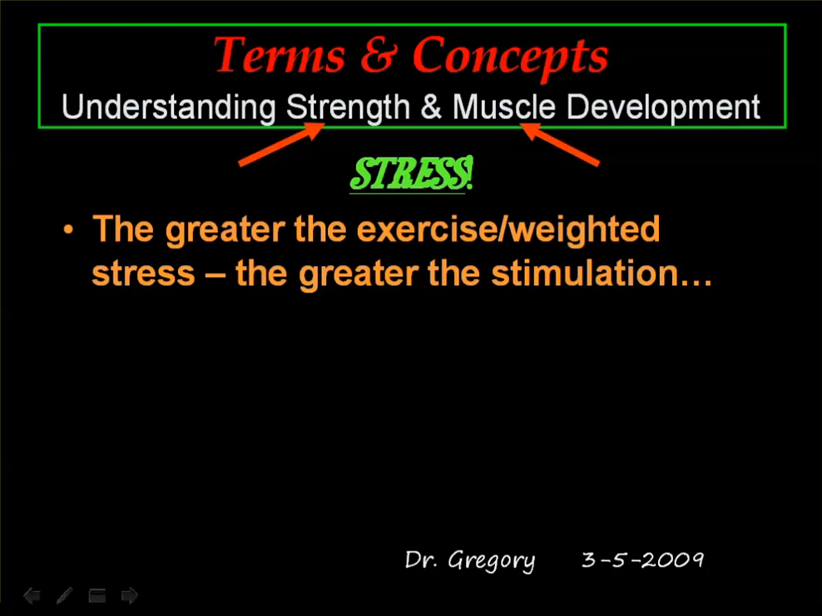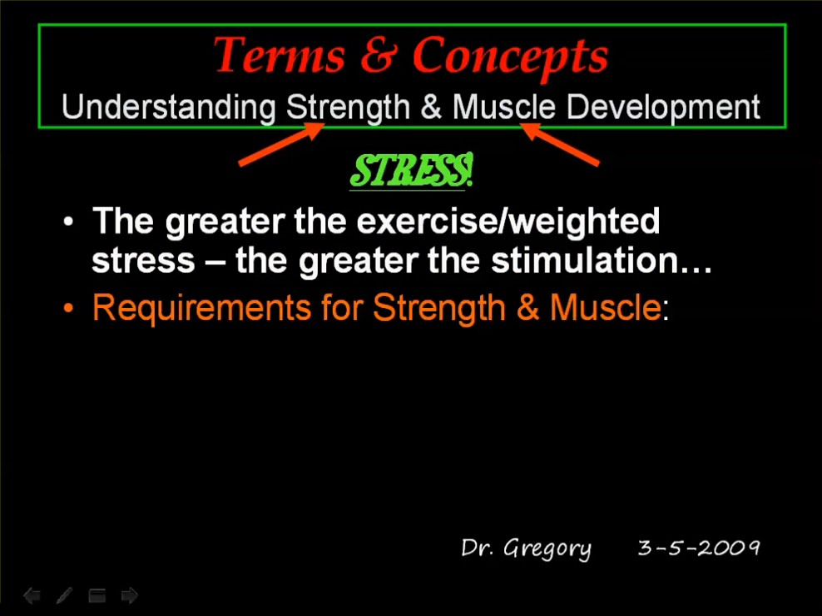Now, to better understand strength and muscle development, you need to appreciate the value of stress. The greater the exercise, the weighted stress, the greater the stimulation. Here we can appreciate that the stress in this case is the amount of resistance that we employ in our exercise. Essentially, it is the amount of weight that we use and how we use it. So it only makes sense that if we use a really heavy weight, like a semi, this would represent a greater stress to your body than a relatively light weight, like a Volkswagen.